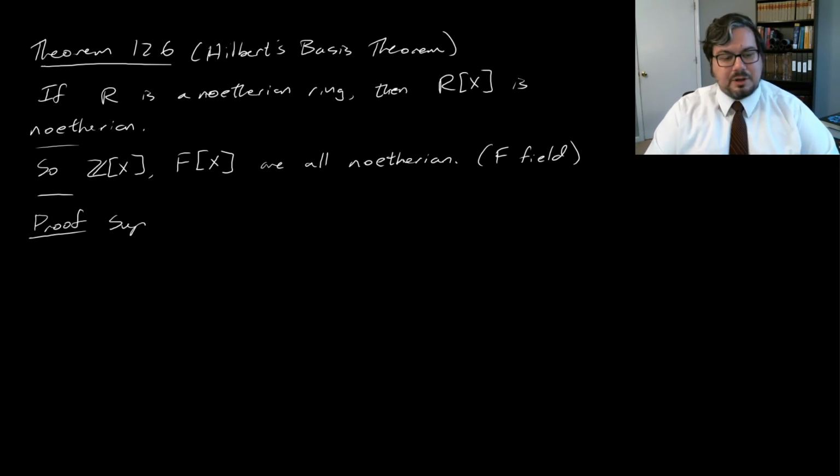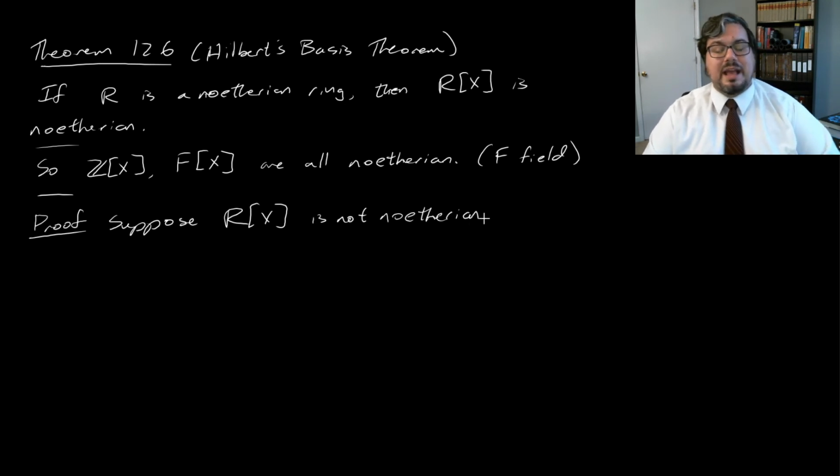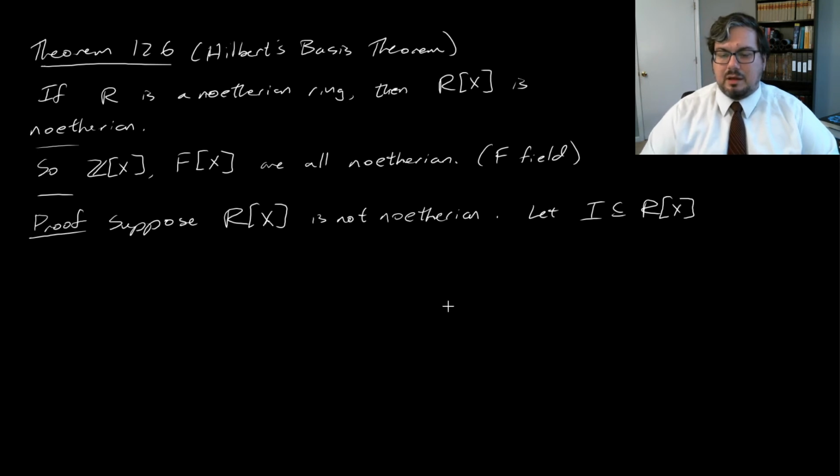So let's suppose that the polynomial ring R adjoin X is not Noetherian. And because we proved Theorem 125, we can take this to mean either that there's an ascending chain of ideals which doesn't stabilize, or that there's an ideal which cannot be finitely generated. In this case, we're going to do the latter. Let I contained in the polynomial ring be an ideal which is not finitely generated.